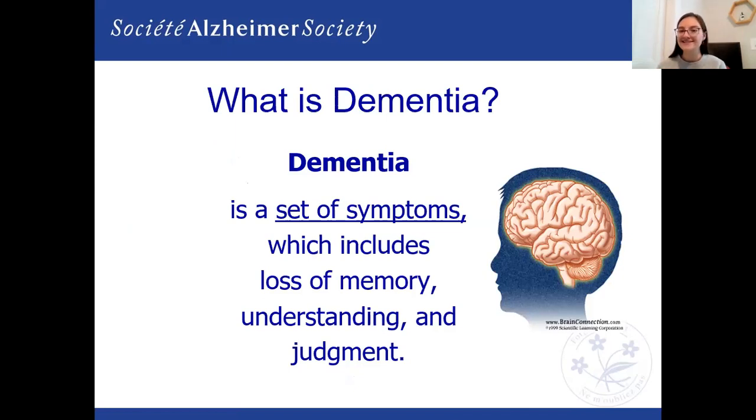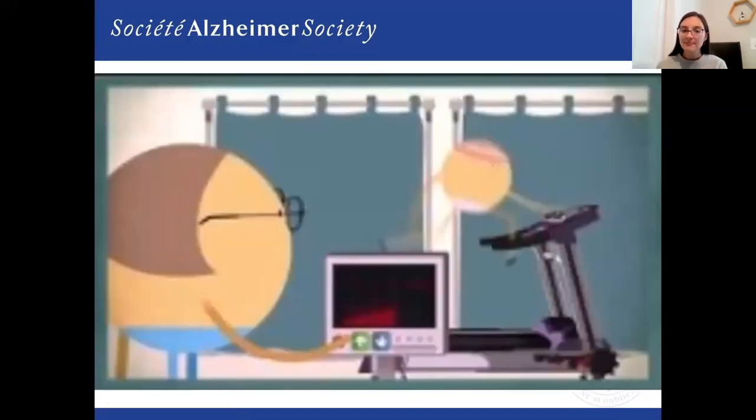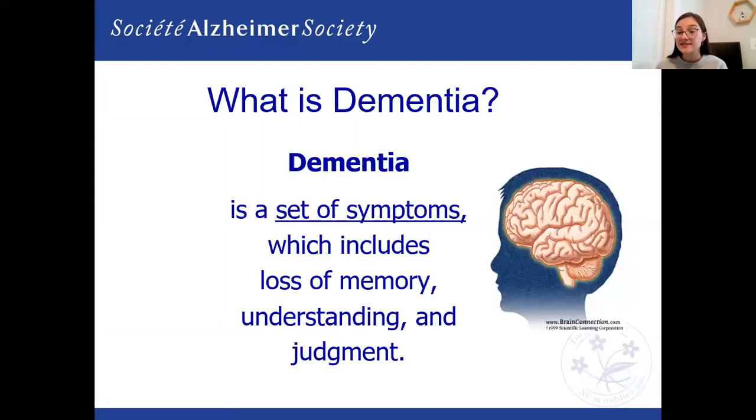So what is dementia? Well, dementia is a set of symptoms, which includes loss of memory, understanding, and judgment. It happens when someone has some kind of disease or disorder in their brain. And the symptoms can vary depending on what the cause is and the part of the brain that is affected. One of the most common questions we get asked is, what is the difference between Alzheimer's disease and dementia? While dementia is an umbrella term, Alzheimer's disease is just one specific cause of dementia.